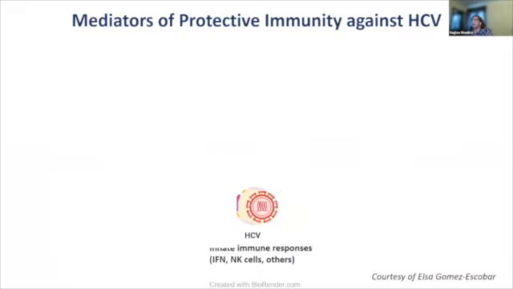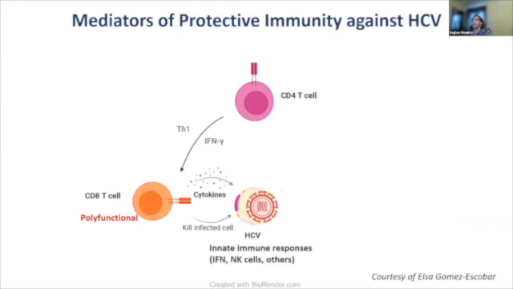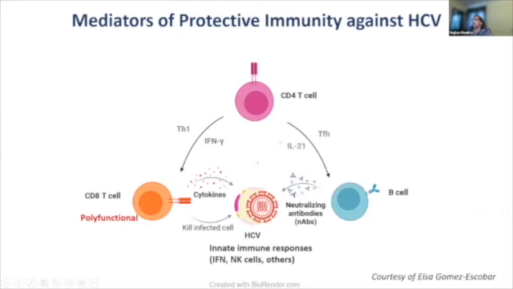So just to remind everybody, when HCV enters the body, it initiates innate immune responses like interferon gamma, NK cells, and other activities. But one of the key determining immune mediators are CD4 T cells that help CD8 T cells, which produce antiviral cytokines and have a cytotoxic capacity to kill virally infected cells. CD4 T cells also help B cells that produce antibodies able to neutralize the virus and limit the infection, and they mediate this through different types of cytokines.